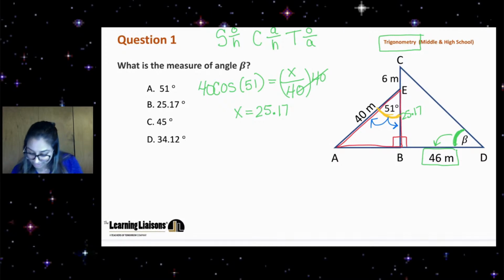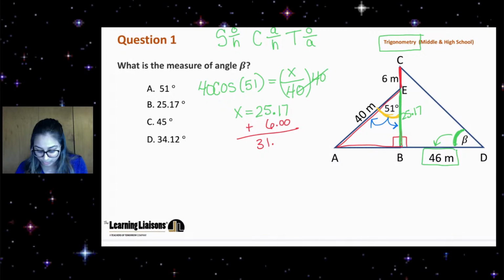All right, well, we know that this part is 25.17, but what is the whole line? Because we need the whole line, the whole leg, in order to answer that triangle. So we have 25.17, and we need to add 6 meters to that. When we add our 6 meters, we get a lovely 31.17. Okay, so now we know that this whole leg right here, so going to keep drawing on top of everything, is 31.17.